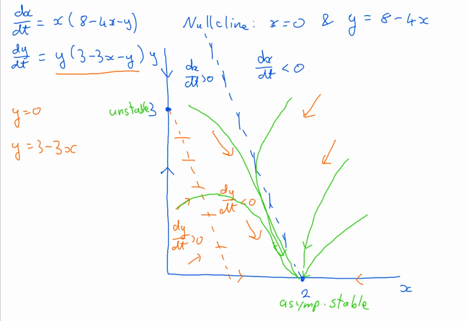There are some solutions nearby that tend back towards y equals 3, but there are others that move away and tend to number 2. And this one down here that I didn't draw before will be unstable. Also, all solutions that start nearby move away.